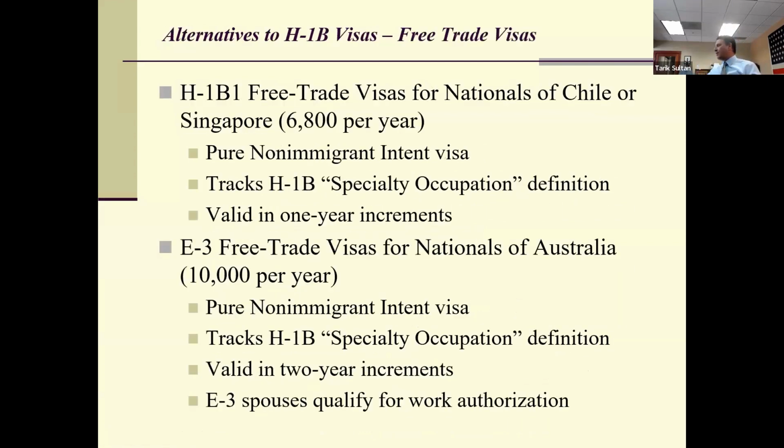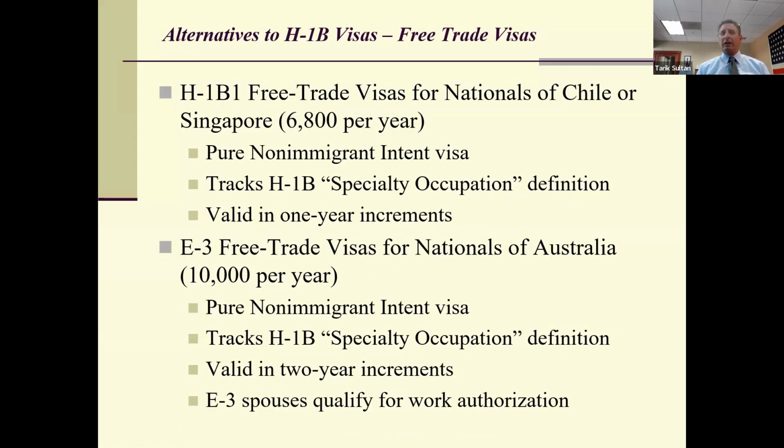And that's it for the 3 dual intent visas, the H, the L, and the E. Now I kind of want to take you through the various free trade visas for those 5 countries that I mentioned. The first is that H-1B1, and again, I hate this name of this visa because it sounds like an H-1B, but there are really significant differences. The main one being it's a pure non-immigrant intent visa. You only are allowed to have the intent to come in temporarily and not to seek permanent residency on that.